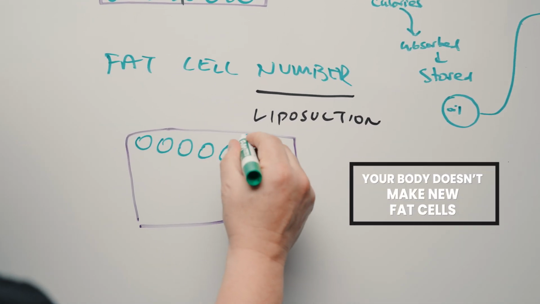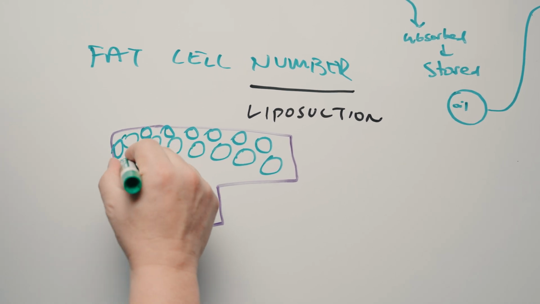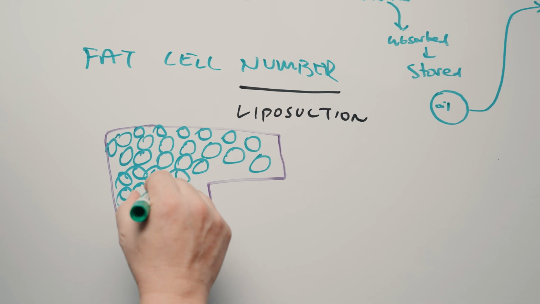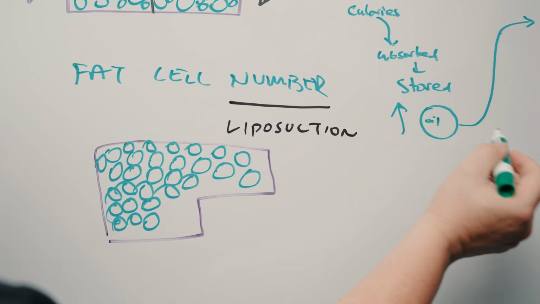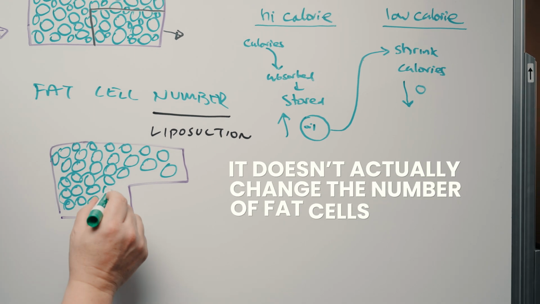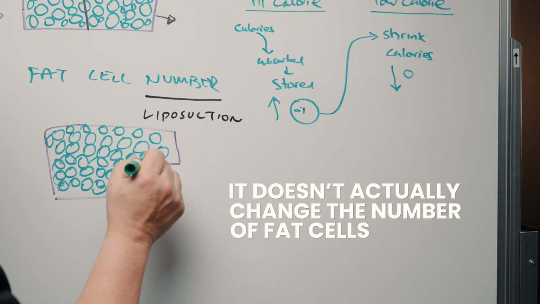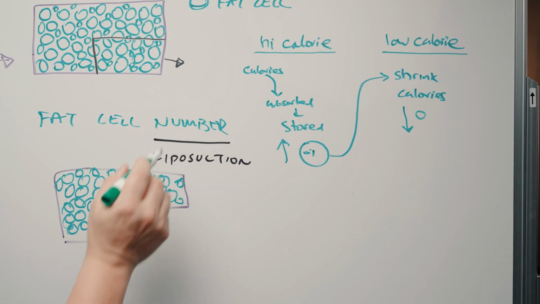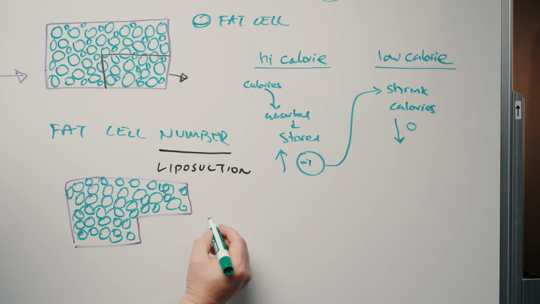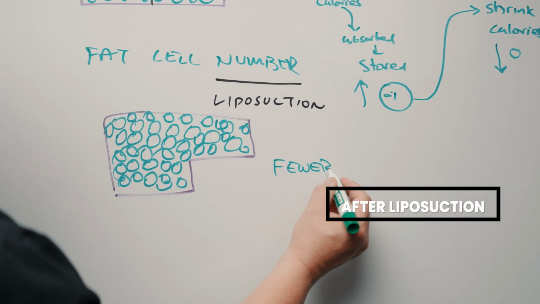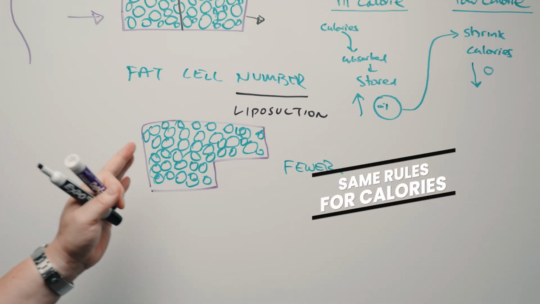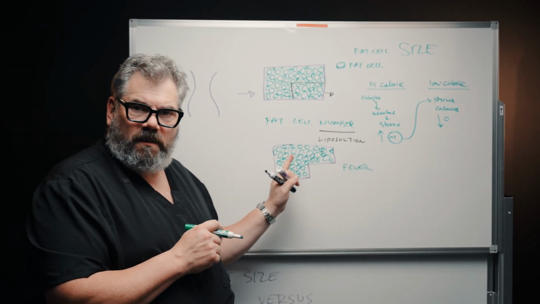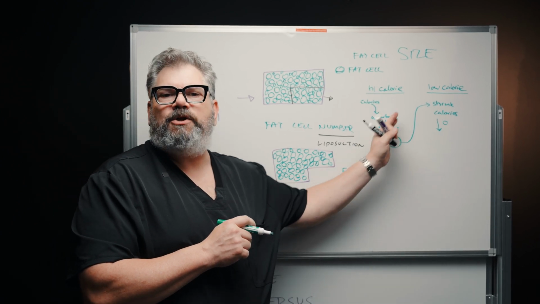And guess what? Your body doesn't make new fat cells. Only for the super morbidly obese does your body generate new fat cells. The rest of the time, it just either makes these fat cells grow or it makes them shrink. But it doesn't actually change the number of fat cells. That's a fixed number. So if this part has been removed with liposuction, you're left with this. After lipo, you have fewer fat cells. Now, the same rules apply with calories. These fat cells, even though they're fewer, can get bigger and they can shrink.